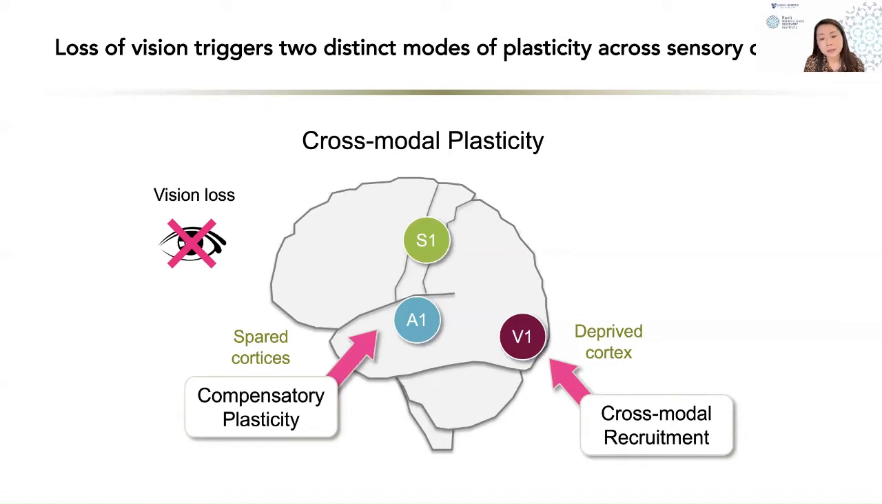And also there's a different set of plasticity that's engaged in the remaining sensory cortical areas like the auditory or the somatosensory area. And those are called compensatory plasticity. And we'll talk more about the differences between these types of plasticity and how they can allow the brain to process the remaining senses better.